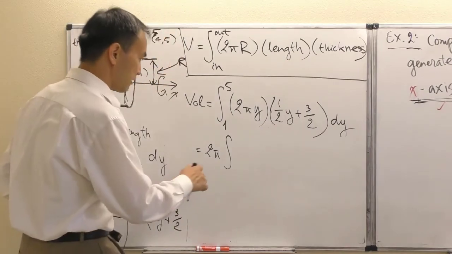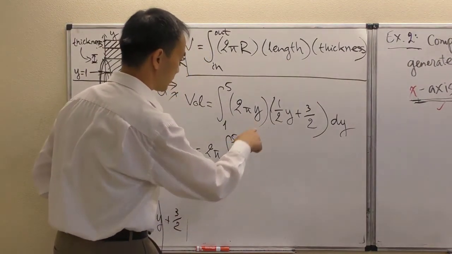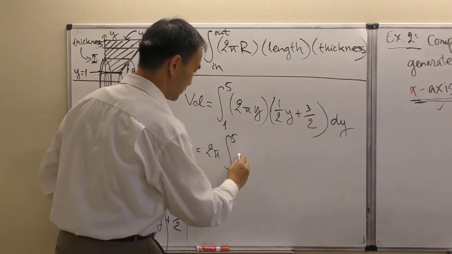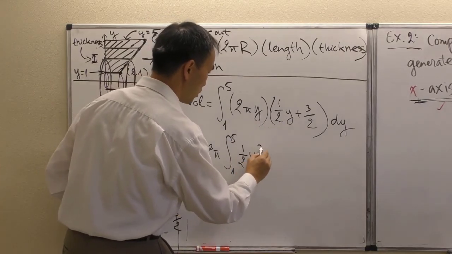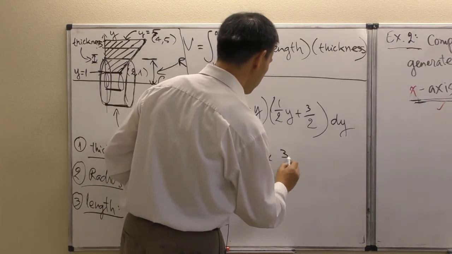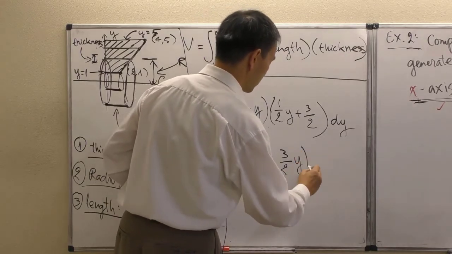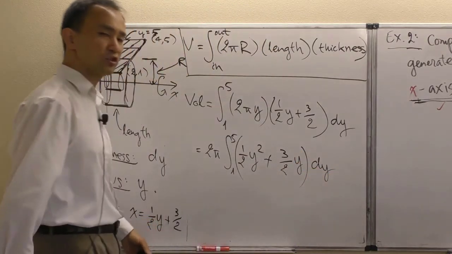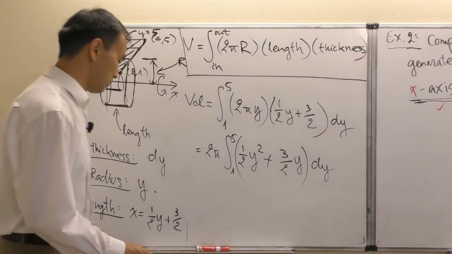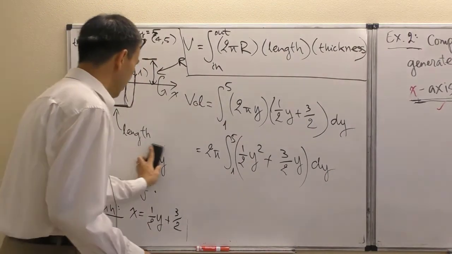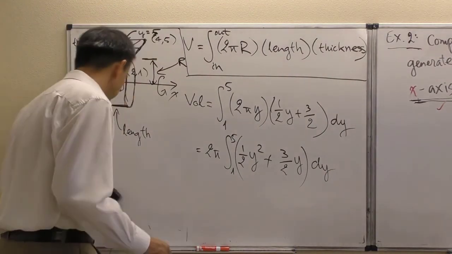And so I'm integrating from 1 to 5. I'm going to distribute that y to each term here. So I'm looking at 1/2 y squared plus 3/2 y. Okay, and I'm going to be integrating that with respect to y. Okay, so now allow me to erase this work right here.